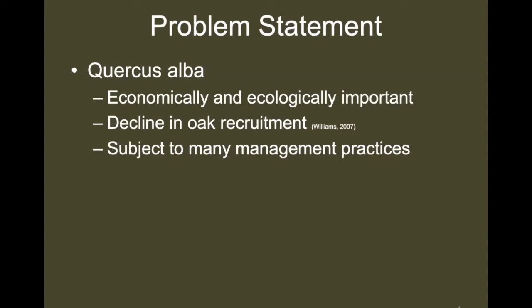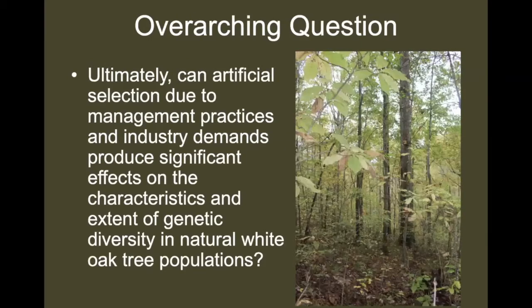So due to heavy selection occurring to reduce rotation ages, potentially as forest managers, we are contributing to the oak regeneration problem and the oak bottleneck occurring. Next slide. Which led us to ask this overarching question. Ultimately, can artificial selection due to management practices and industry demands produce significant effects on the characteristics and extent of genetic diversity in natural white oak tree populations?